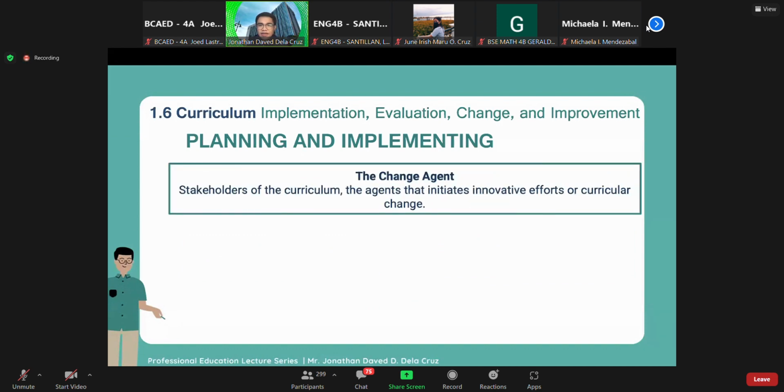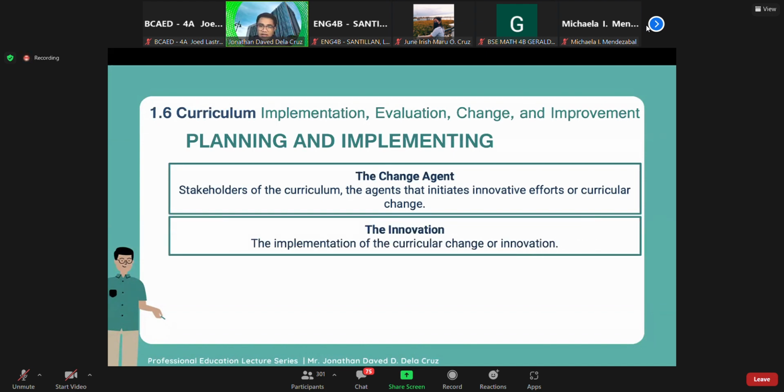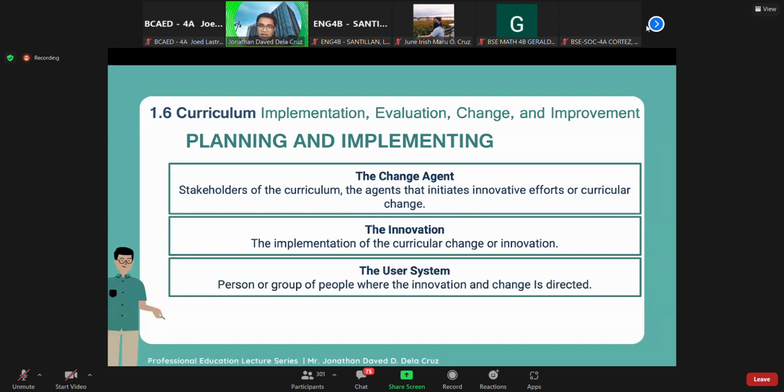So planning and implementing. So the change agent, stakeholders of curriculum, the agents that initiates the innovative efforts or curricular change. Usually these are teachers or the education leaders. Next is the innovation, the implementation of curricular change or innovation, and then the user system, person or a group of people where the innovation and changes is directed. This is the students kasi sila yung client.